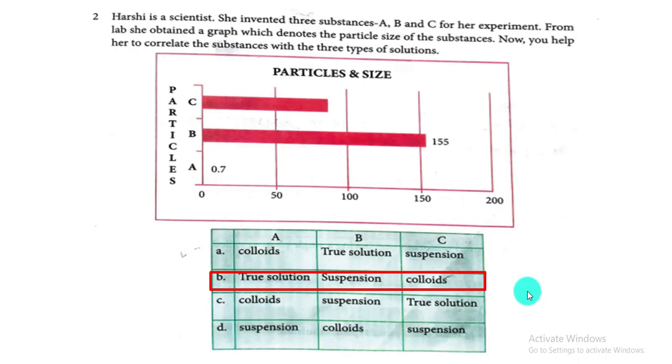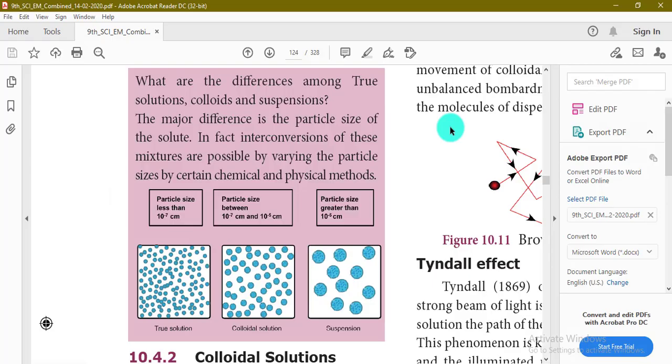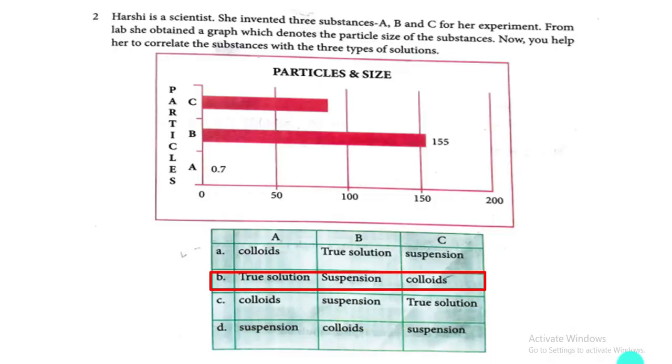Why are we choosing this answer? Let us analyze now. If the particle size is less than 10 to the power of minus 7 cm, then it is a true solution. Particle size between 10 to the power of minus 7 cm and 10 to the power of minus 5 cm is a colloidal solution. Particle size greater than 10 to the power of minus 5 cm is a suspension. Look at the particle size. If it is very small, it is a true solution. A colloidal solution lies between true solution and suspension. The particle size of a suspension is the biggest compared to others. So we have chosen this answer: true solution, suspension and colloid.